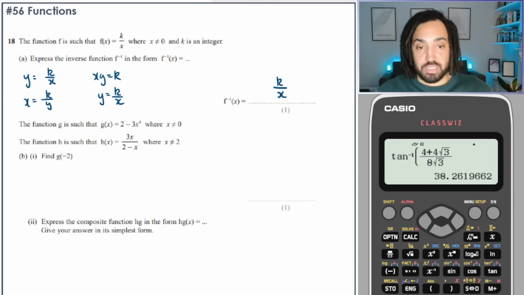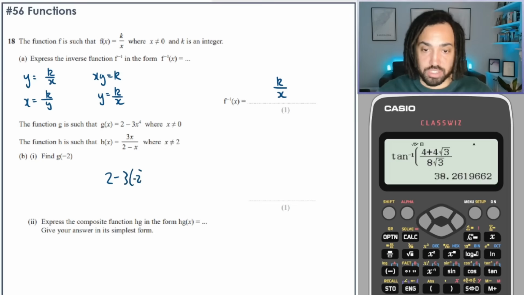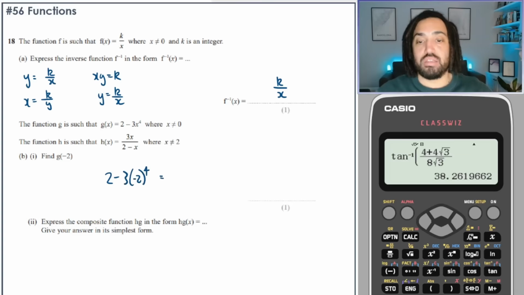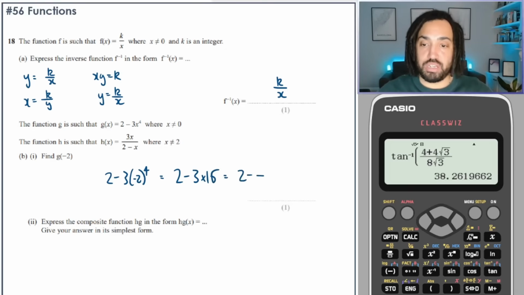Okay, next one. The function g is such that we have 2 minus 3x to the 4, and the h function is given as this. Find g of minus 2. Okay, that means I just need to sub in minus 2 into g. So 3 lots of minus 2 to the 4, which is 2 minus 3 lots of 16. So that's 2 minus 48, so that's minus 46.